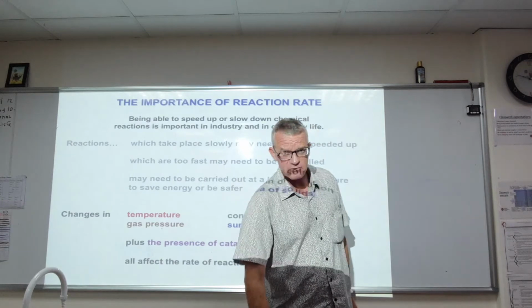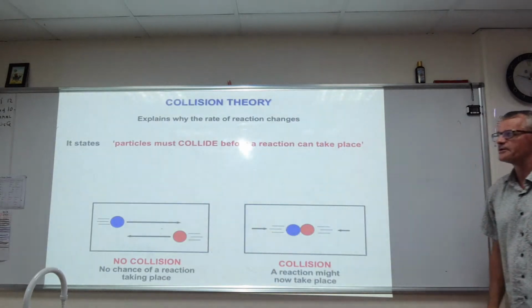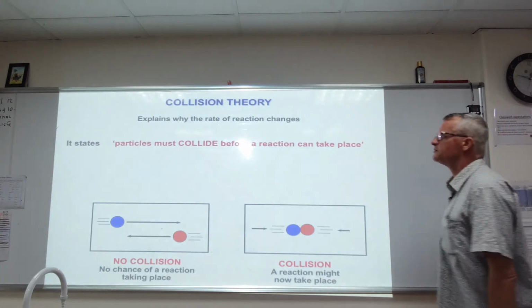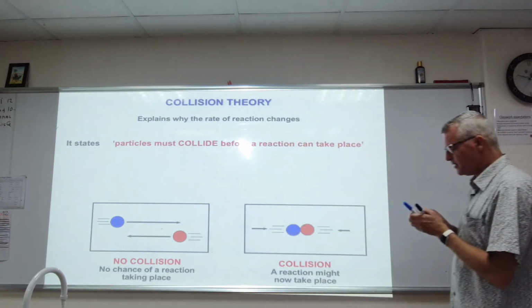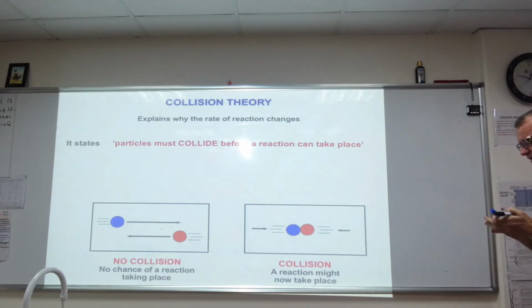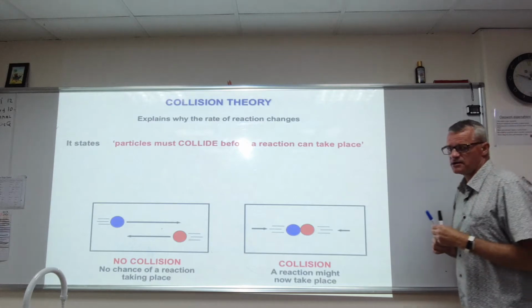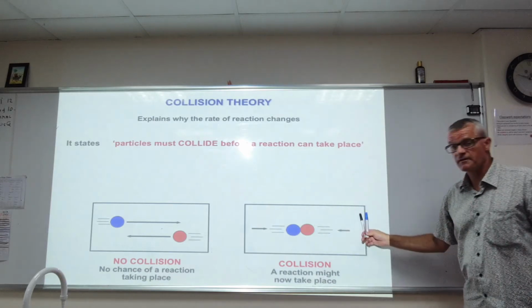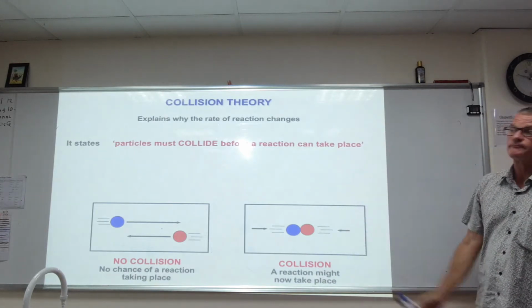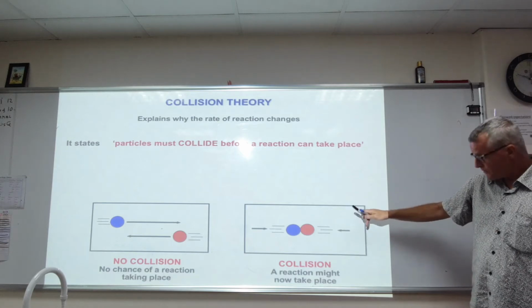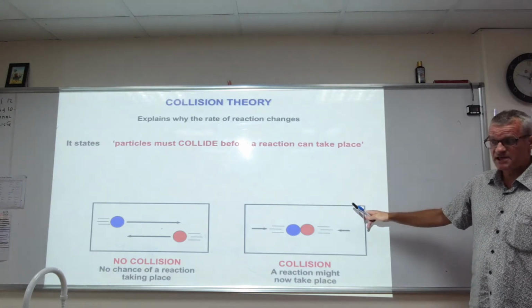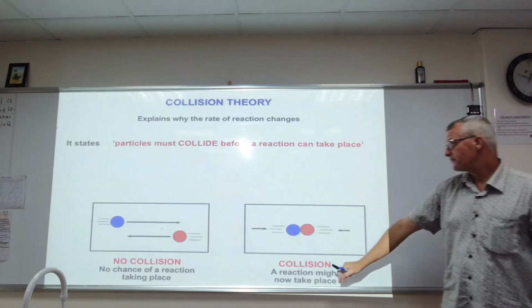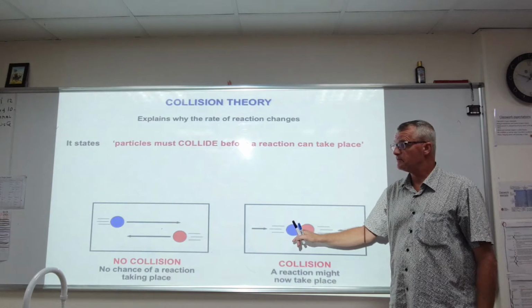Now let's first look at how reactions take place, and we're making use of the collision theory. Obviously, when reactants want to react with each other, they need to collide with each other. If there is no collision, there is no chance of a reaction taking place. So one of the factors for a reaction to take place is that they need to collide with each other. Make that very clear.